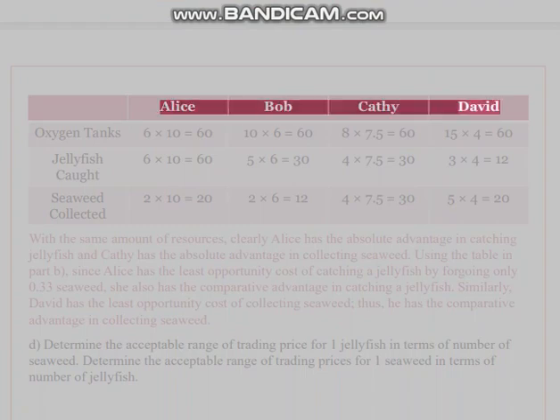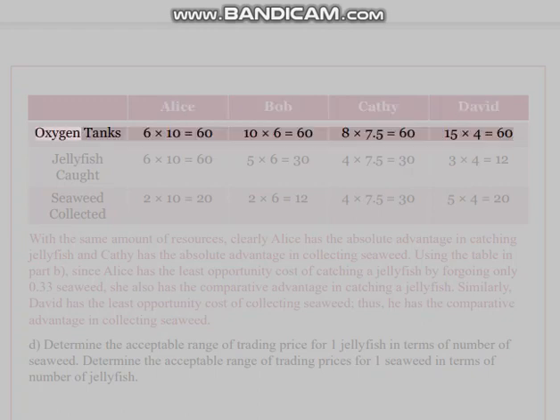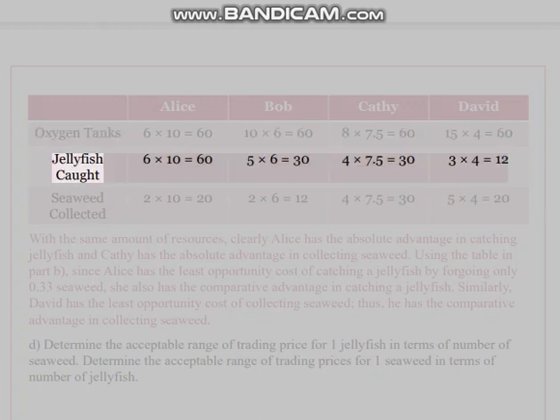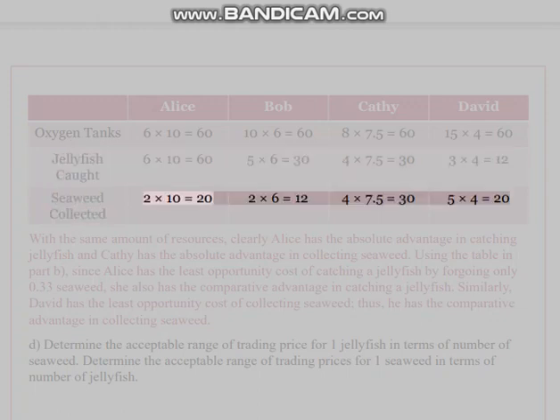Alice, Bob, Kathy, David. Oxygen tanks: 6 times 10 is equal to 60, 10 times 6 is equal to 60, 8 times 7.5 is equal to 60, 15 times 4 is equal to 60. Jellyfish caught: 6 times 10 is equal to 60, 5 times 6 is equal to 30, 4 times 7.5 is equal to 30, 3 times 4 is equal to 12. Seaweed collected: 2 times 10 is equal to 20, 2 times 6 is equal to 12, 4 times 7.5 is equal to 30, 5 times 4 is equal to 20.